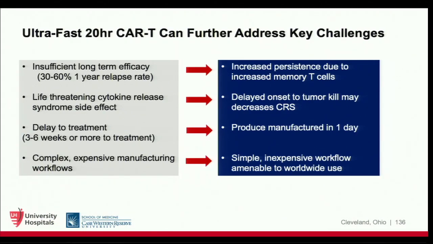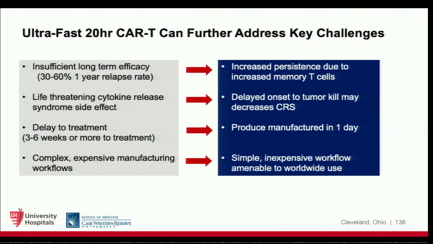Because we're now infusing an immature product into the recipient, these cells are not actually mature. They're not as functional at killing the tumor cells. They have to go through a process of in vivo maturation. And so the kinetics of tumor killing is going to be reduced, and we hope that will correlate to a reduction in cytokine release syndrome, which really correlates with a very rapid tumor kill.